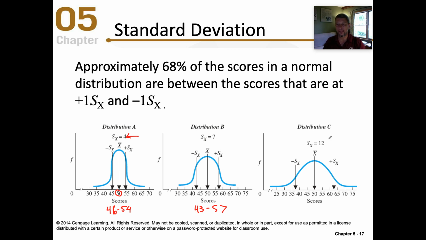Finally, over here, with a standard deviation of 12, one standard deviation below the mean is 38, and one standard deviation above the mean is 62. That means that 68% of the scores in this distribution fall between 38 and 62.